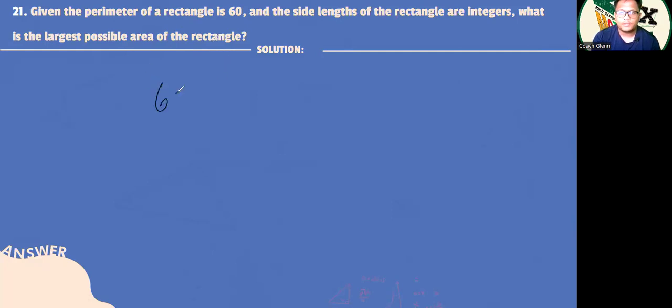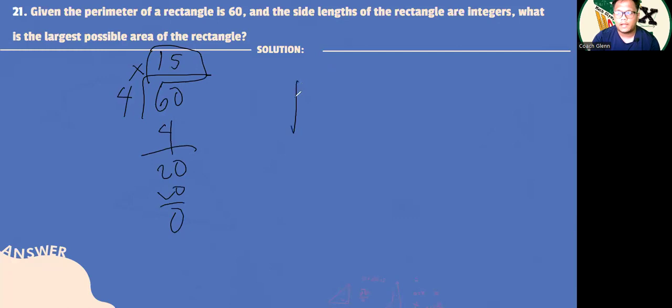So first we need to do 60 divided by 4. Because again, if your side lengths are equal, then your side would be obtained by dividing your perimeter by 4. So 6 divided by 4, that's 1. 1 times 4, that's 4. We have 20. 20 divided by 4, that's 5. So 5 times 4 is 20. So we have 15. That means that our square would have a side length of 15 by 15. Okay? That's what we can observe.